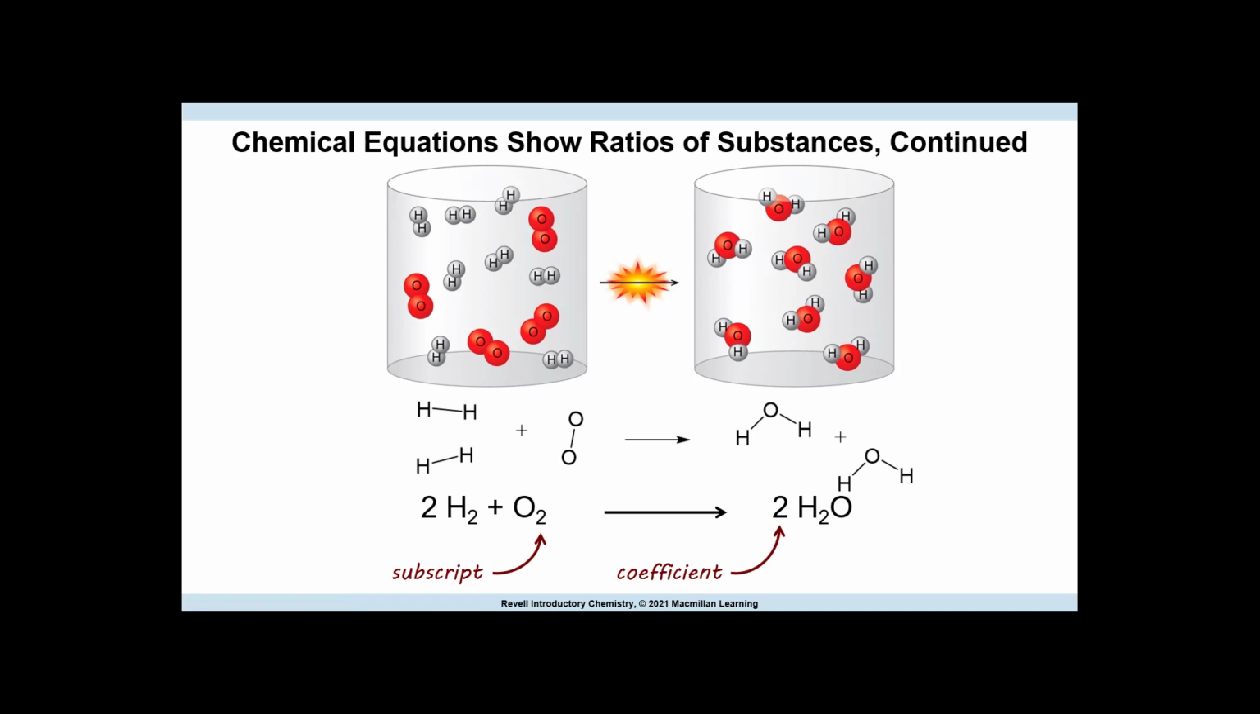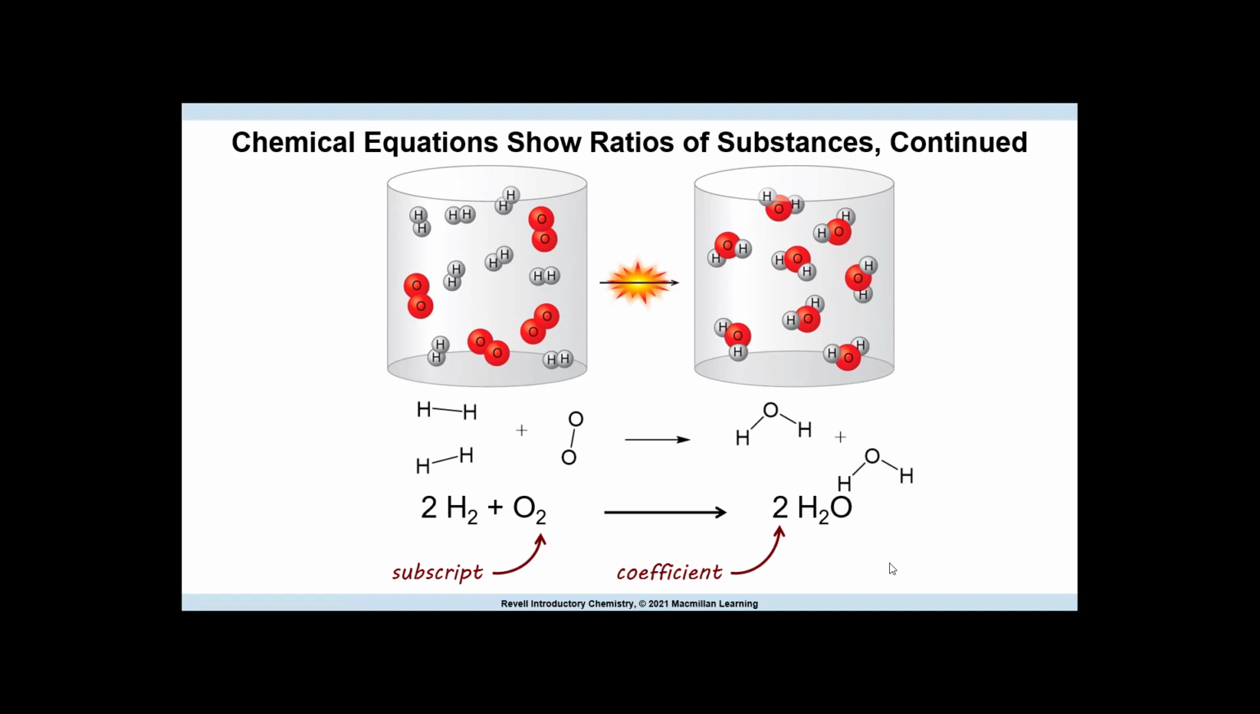So we describe the reaction of hydrogen and oxygen using the chemical equation. We have 2 hydrogen molecules plus 1 molecule of oxygen, because remember, these are diatomic. They are found with 2 attached, and they produce 2 molecules of water. The subscripts show the number of atoms. So this is telling you there's 2 hydrogens here, there's 2 oxygens here, and there's 2 hydrogens here attached to 1 oxygen. The subscripts show the number of atoms within each molecule or formula unit.